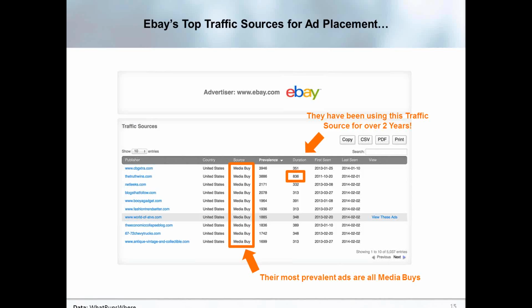So looking at eBay again, we can look through with WhatRunsWhere and see all their top placements. Now a lot of these are direct site media buys, and then the other thing we can look at is their duration. If you've been using a traffic source, in this case for hundreds of days, or in some cases over 2 years, it's probably going pretty well for you. There's not a huge reason why you would leave your ads on a source for 2 years if it's not going well, unless you're completely incompetent. But we're going to assume in this case most of the advertisers we look at buying display are very, very competent advertisers. So using this, we can identify some really great placements to try and start buying on.